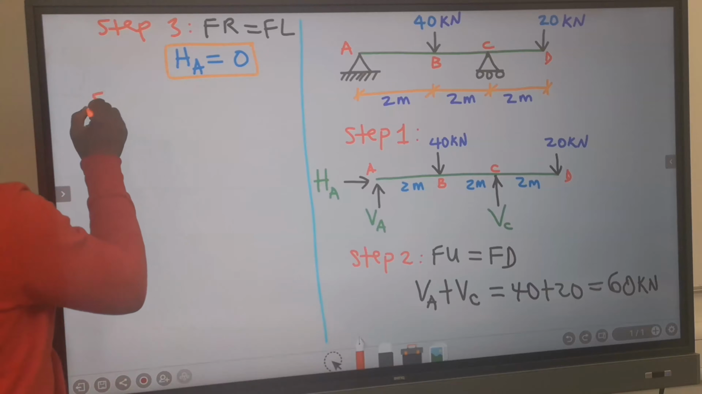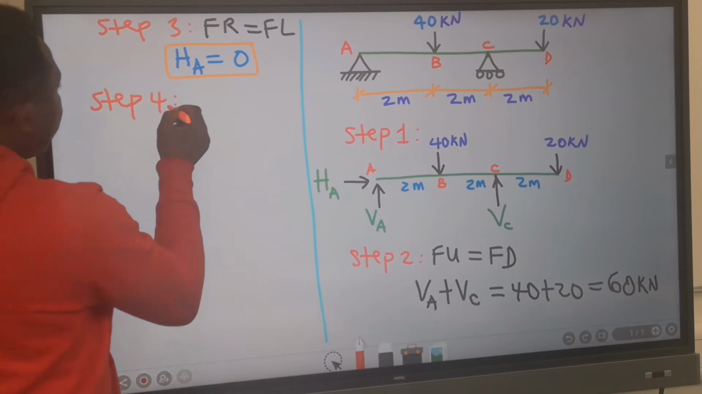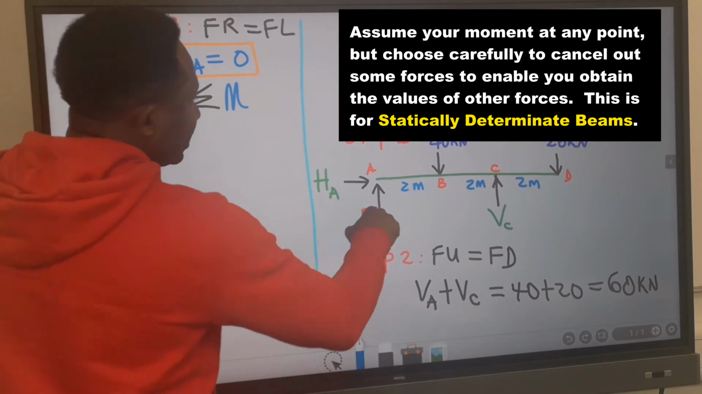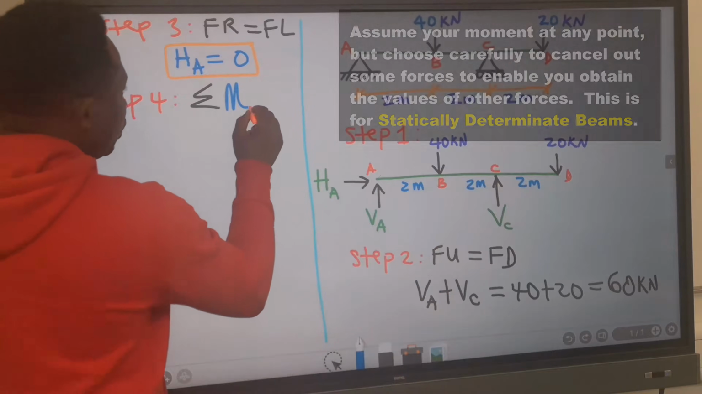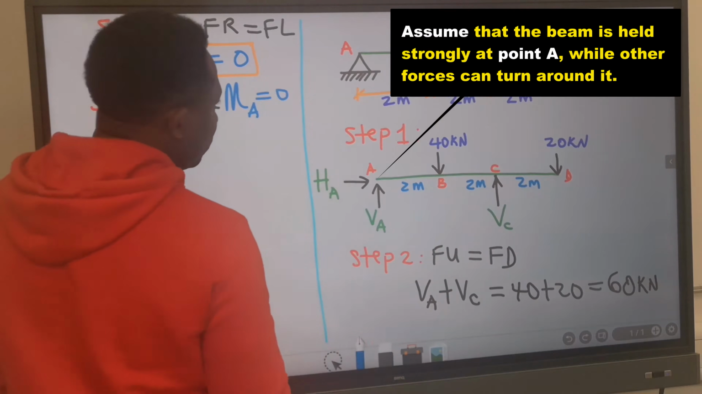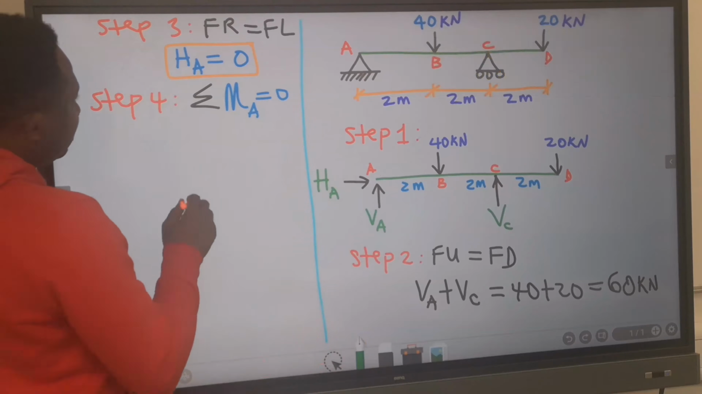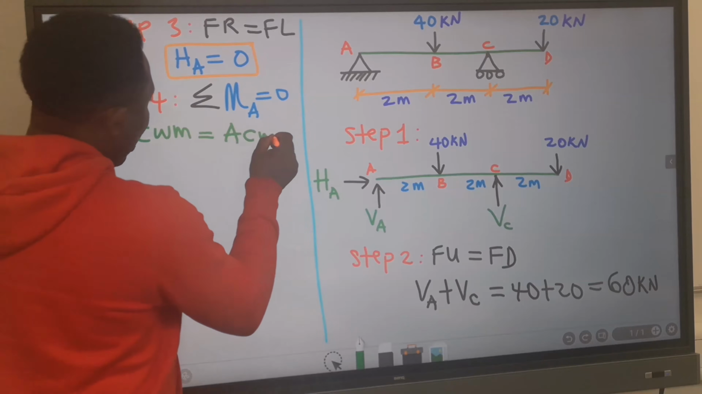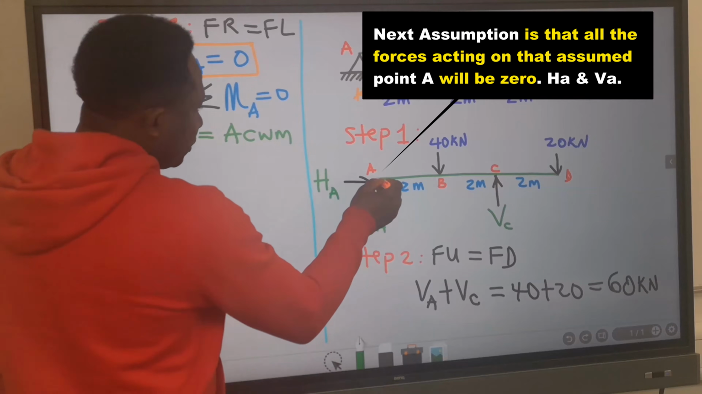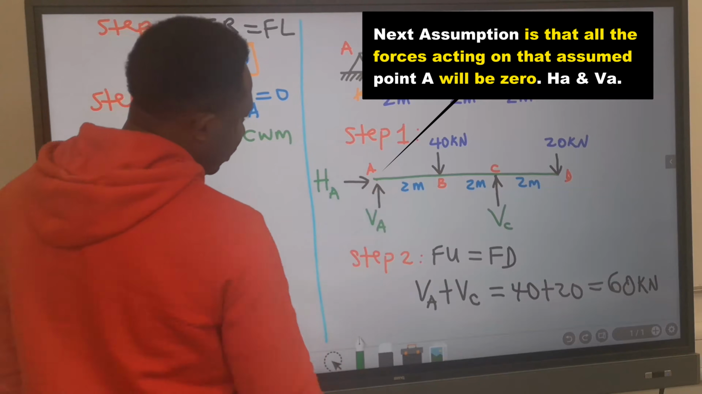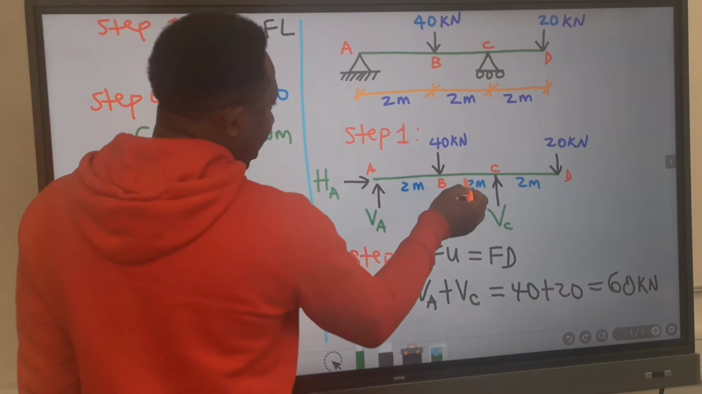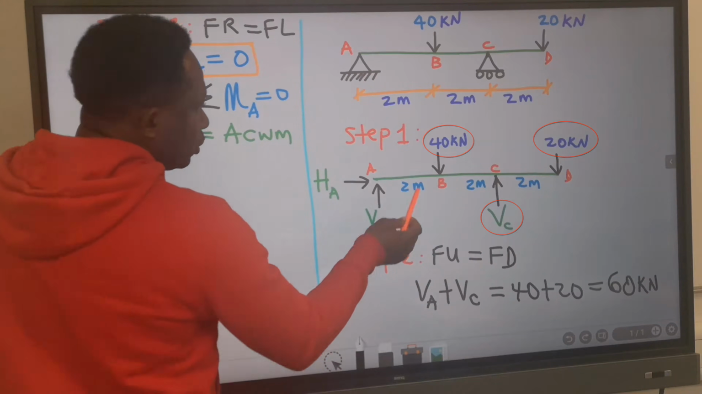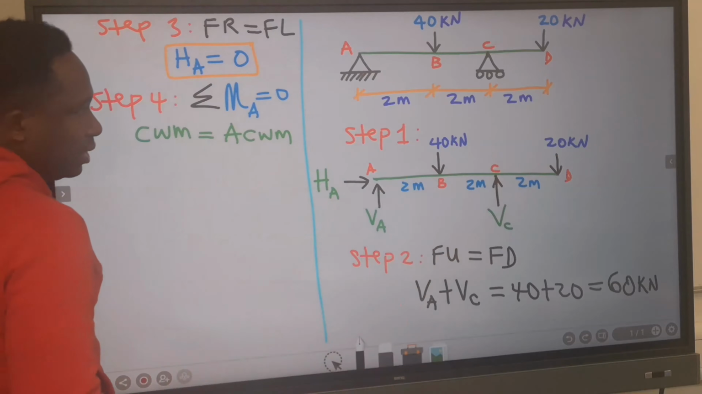Next, step number 4. Summation of all the moments at any point. Now let us choose at point A is 0. This means that clockwise moment is equal to anti-clockwise moment. At this point, all the forces acting here is 0. Hence, we are left with 1, 2, 3 reaction forces. Next, we are going to consider each of these forces one by one.